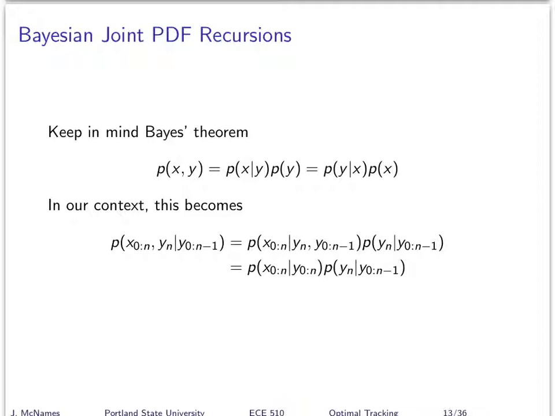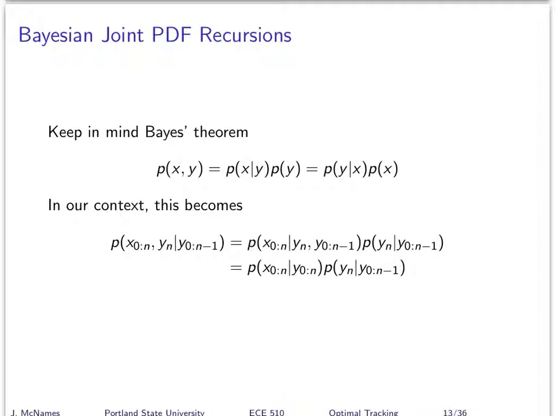So Bayes' theorem. Joint probability is equal to the product of the conditional and the marginal. And you can do that either way. You can say this is x conditioned on y times the probability of y, or you can do the probability of y conditioned on x times the probability of x. It would be almost like a commutative property. In our context, it's more complicated. We've got trajectories that we've got to worry about.